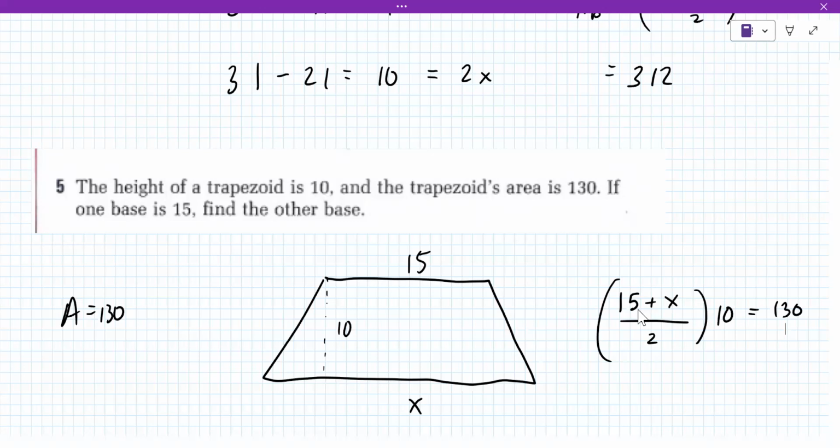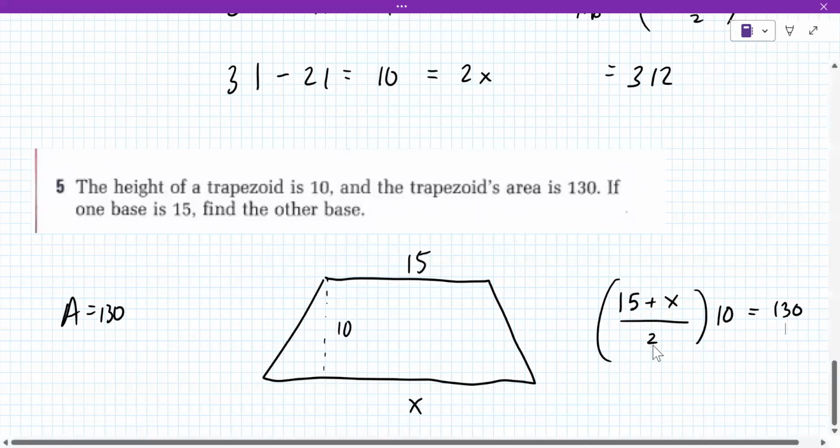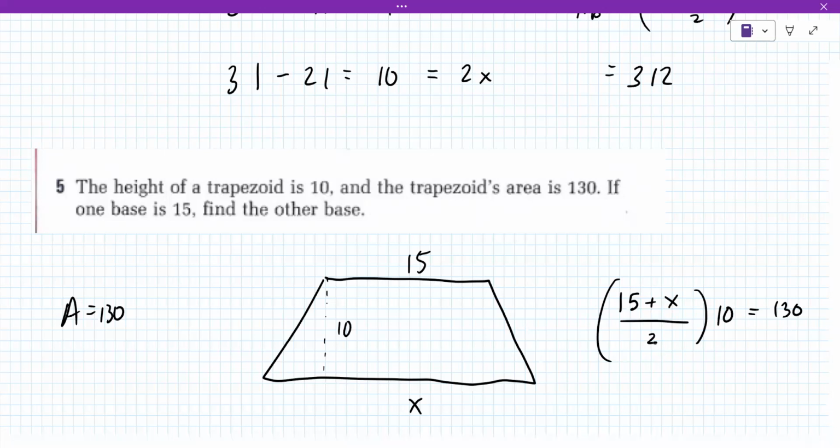Is it 11? So if we add them up and divide by 2, yes, we get the right number. Yes, that is 11. Very good.